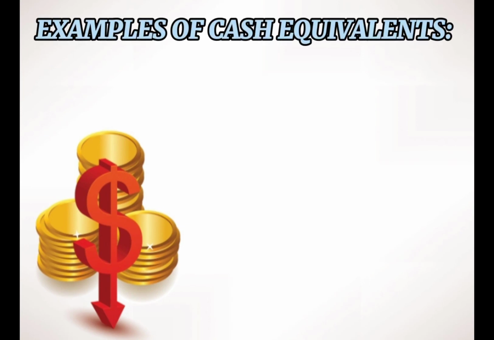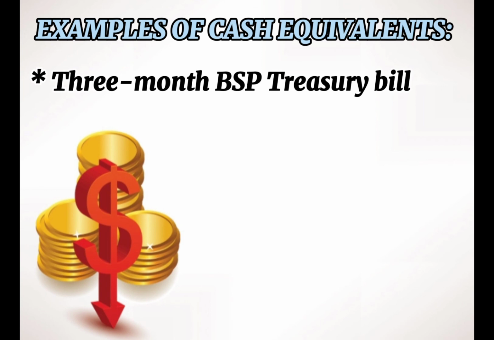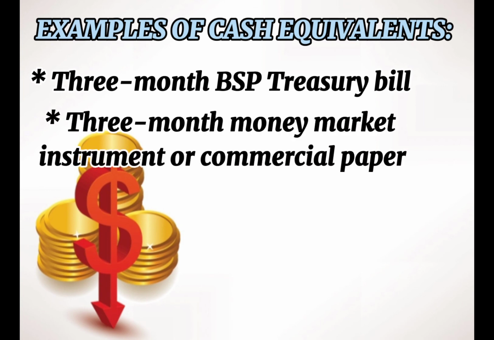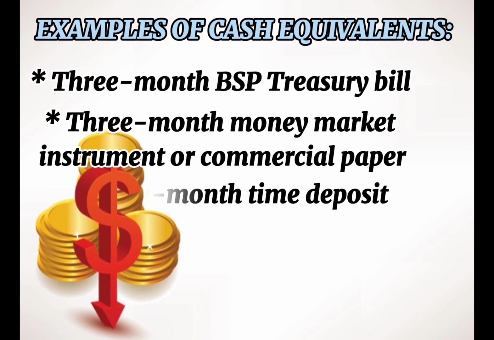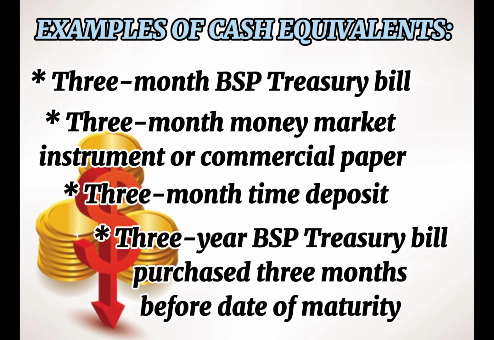So I'll give 4 examples of cash equivalents. Those are 3-month BSP Treasury Bill, 3-month Money Market Instrument or Commercial Paper, 3-month Time Deposit, and 3-year BSP Treasury Bill purchased 3 months before date of maturity.